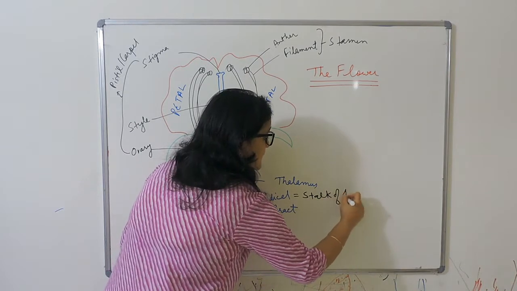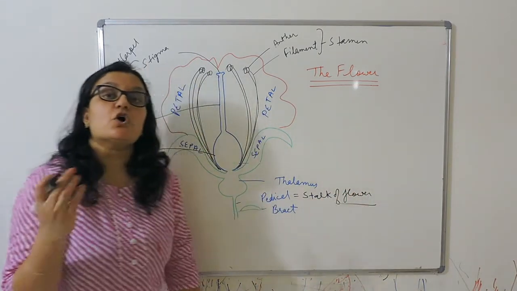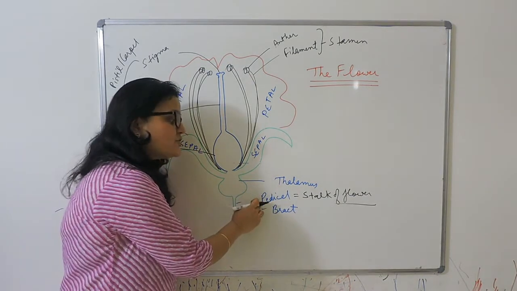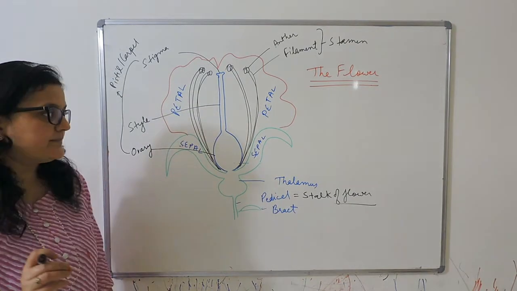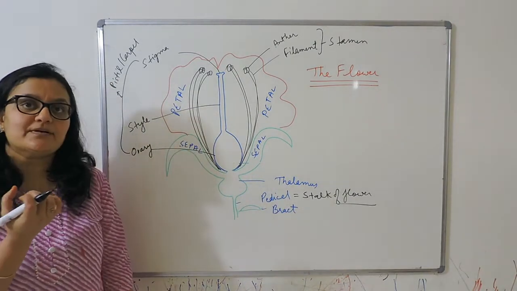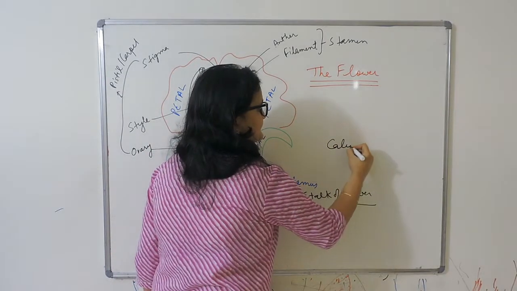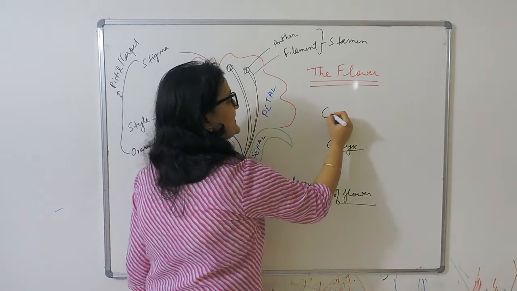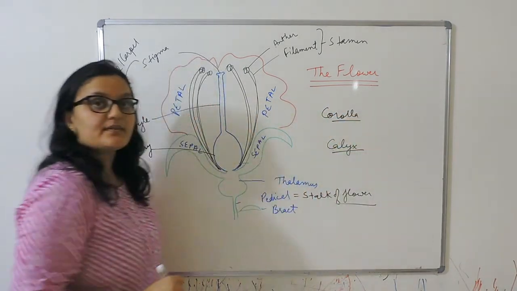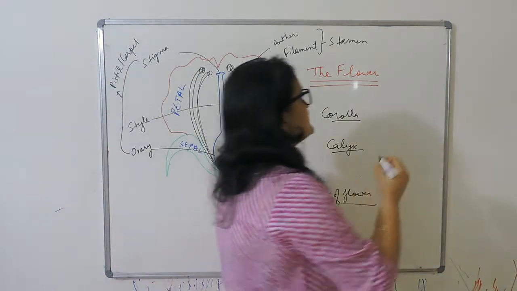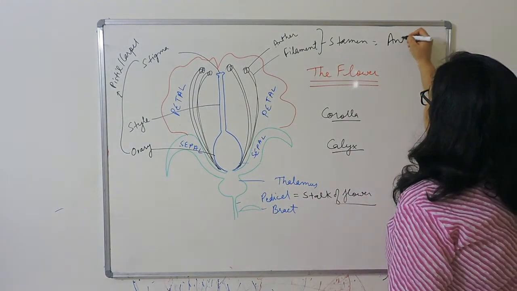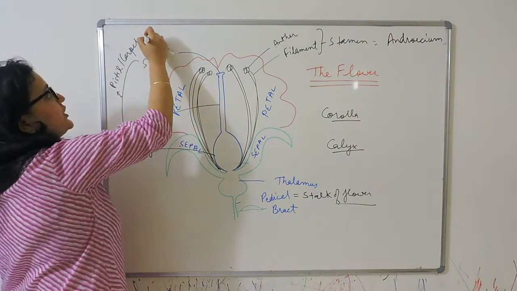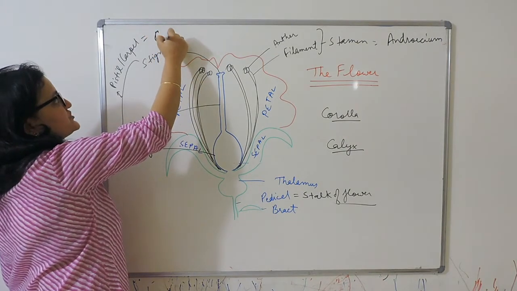In the previous videos, you saw that the stalk of leaf is known as the petiole. The stalk of flower is known as the pedicel. This we have to remember. So the group of sepals is known as the calyx. Group of petals is known as the corolla. Group of stamens is known as the androecium. And group of carpels or pistils is known as the gynoecium.